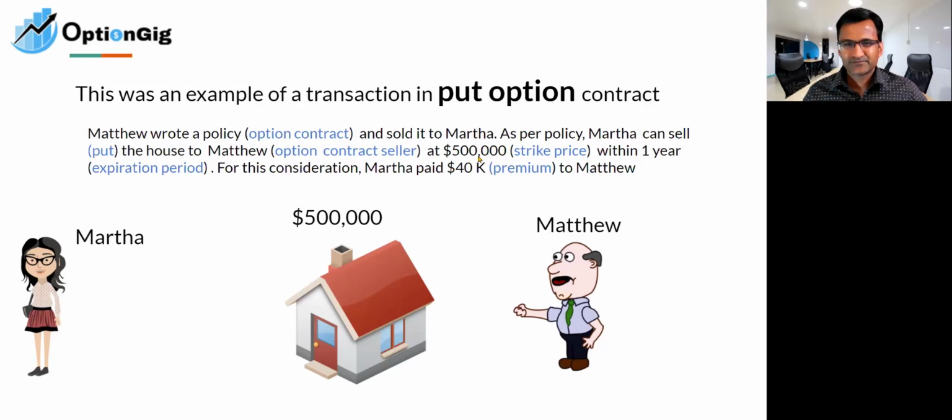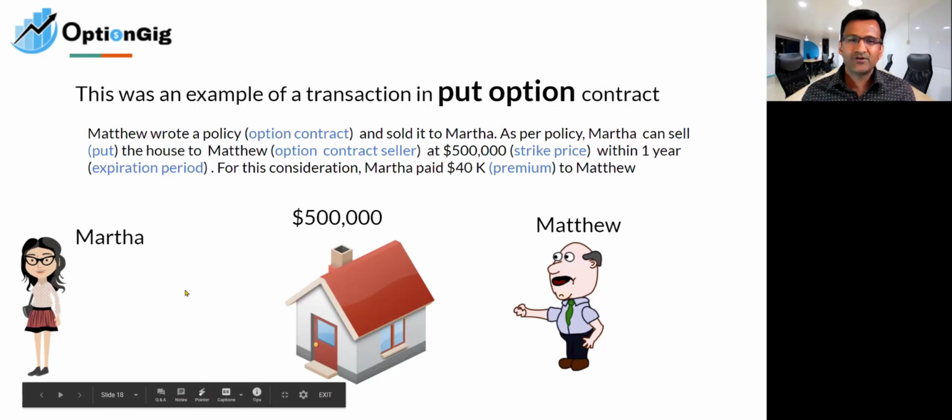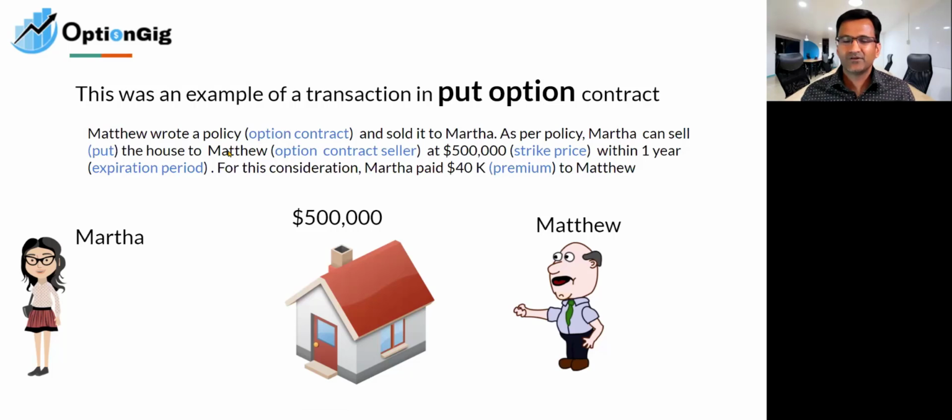$500,000. And I'll come back to these terms. These terms are specific to option trades. When you're looking at any option trade, you will hear or you will see: what's the strike price? What's the period, the expiration period? What's the premium? So I'm just trying to dissect here and say, these transactions that we are all familiar with and we all enter every year, either for our car or for our house, are nothing but an option contract. It's a legal contract. So as per this, Martha can put the house to Matthew.